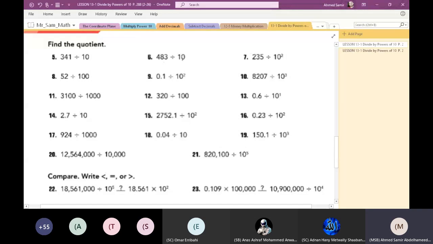483 divided by 10. So we have here 1 0. So it will be 48.3. Excellent. So we're moving the decimal point to the left one space, one digit. So the answer would be 48.3. Excellent job, Abdullah. All right. Next one coming from 5B. Thank you. You're welcome.